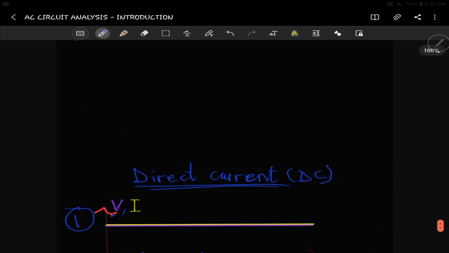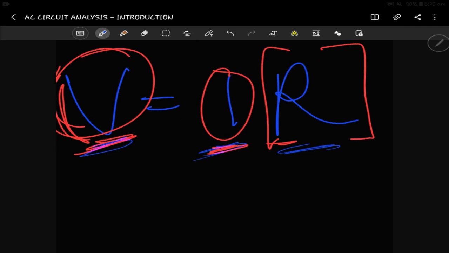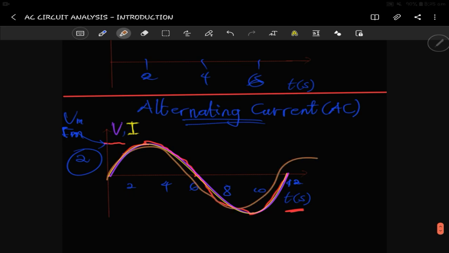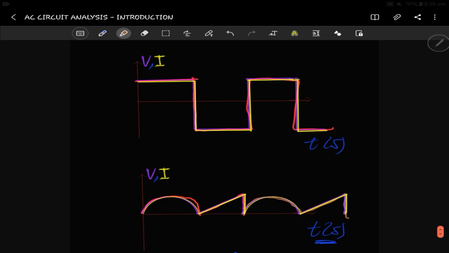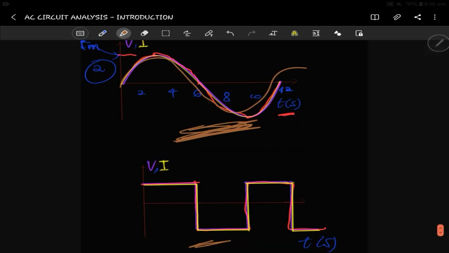Okay, so V is equal to IR, but that one is based on the device, while V and I are the sources. They could be from generators, voltage generators or current generators, and they change with time. DC or direct current is constant with time and remains the same throughout. But AC changes with time. When we draw a graph of voltage or current against time, that's what we call a waveform. It could be sinusoidal.